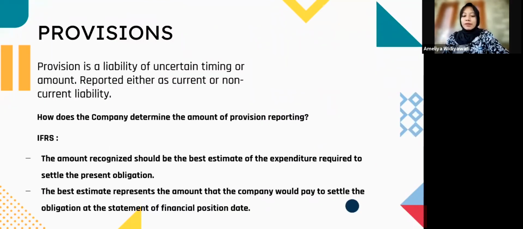Okay, provisions. Provision is a liability of uncertain timing or amount, reported either as current or non-current liability. How does the company determine the amount of provision reporting? According to IFRS, the amount recognized should be the best estimate of the expenditure required to settle the present obligation. The best estimate represents the amount that the company would pay to settle the obligation at the statement of financial position date.